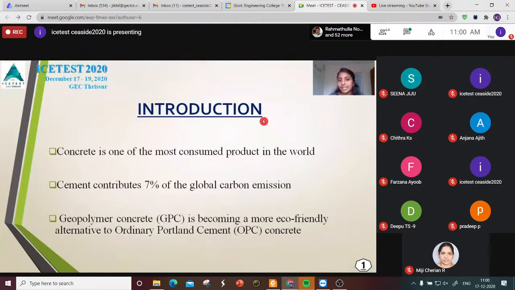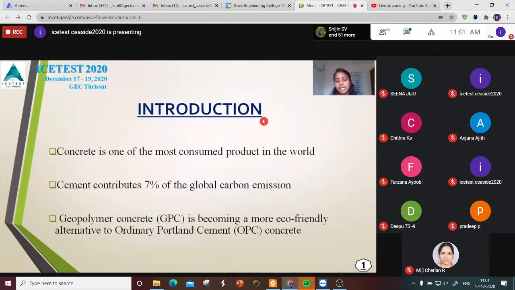It is a well-known fact that carbon dioxide emission is increasing day by day, and it can cause a huge impact on Earth. Concrete is the second most consumed product all over the world, and cement, which is its main constituent, contributes 7% of global carbon emission. So it is very much necessary to introduce an alternative binding agent, which should be sustainable. Geopolymer concrete is one such solution, which is more eco-friendly.